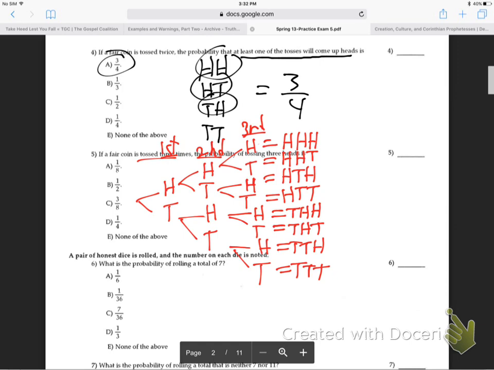Anyway, what do they want? Probability of tossing all 3 heads. Oh, all 3. So there it is. It's 1 out of 8, huh?